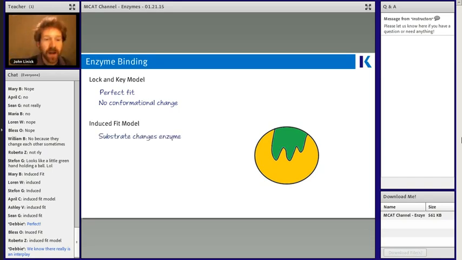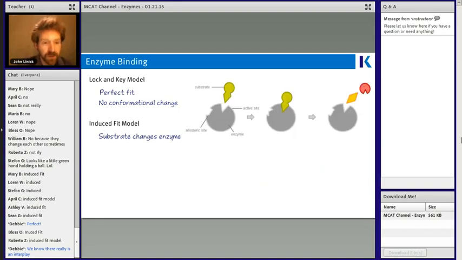All right, so it's a both factor of the substrate changing the enzyme as well as being a perfect fit in the first place. All right, so before we get too deep into this, let's talk about the two main sites of an enzyme. What are the names of the two different sites?